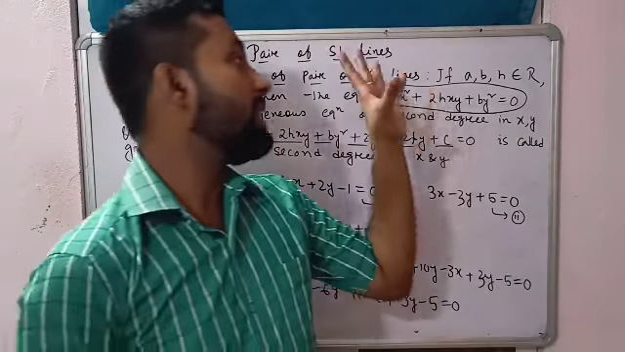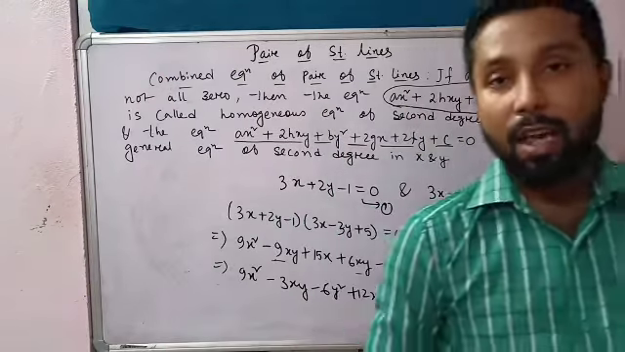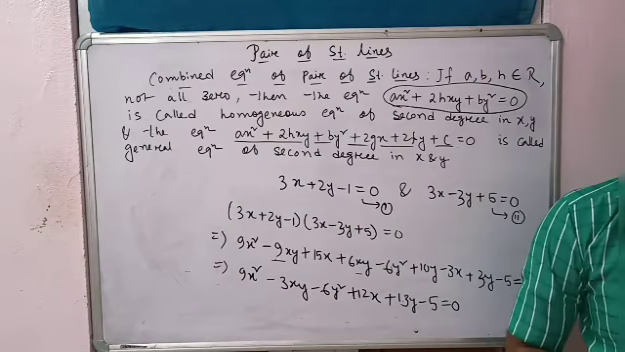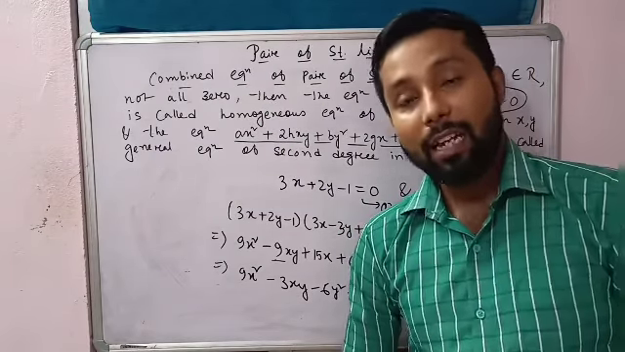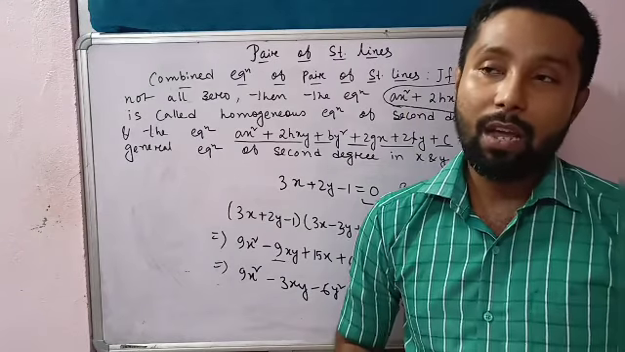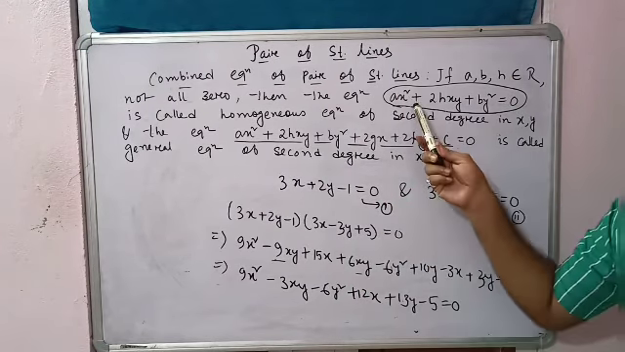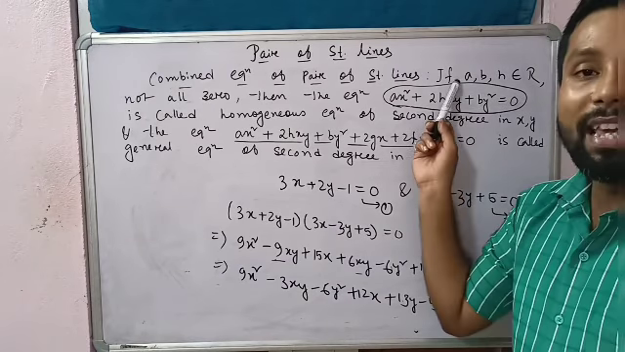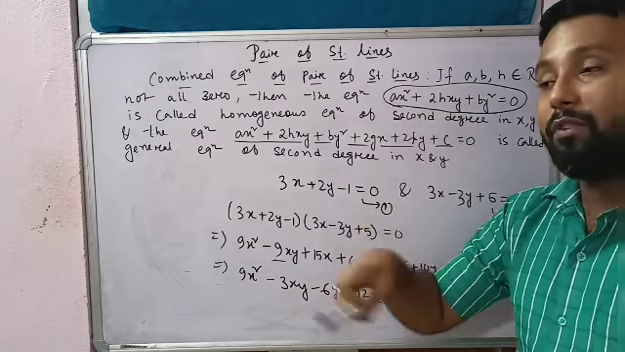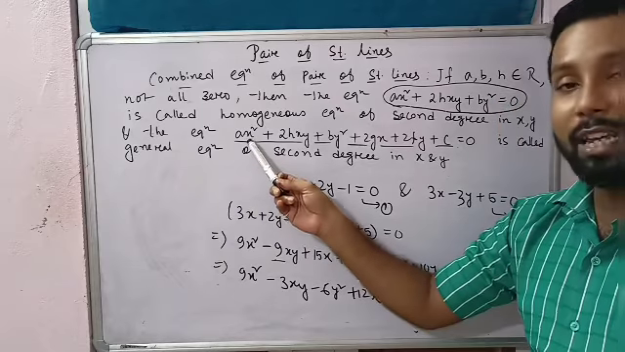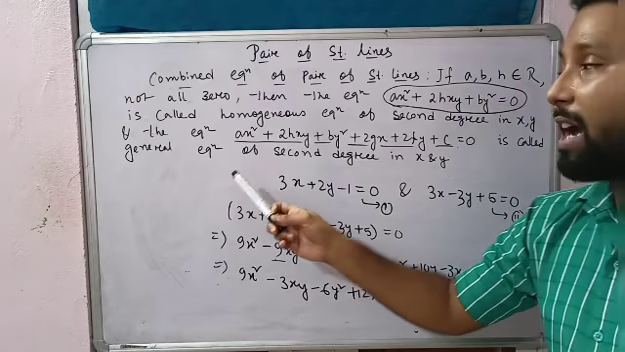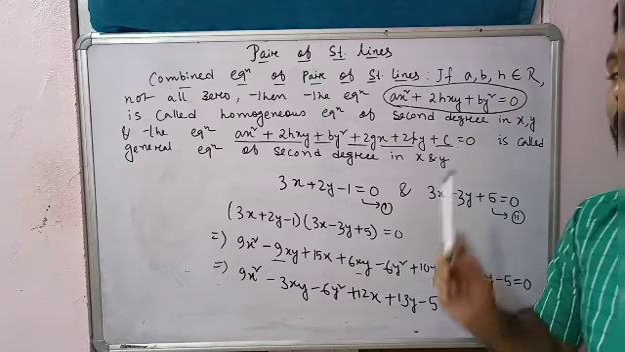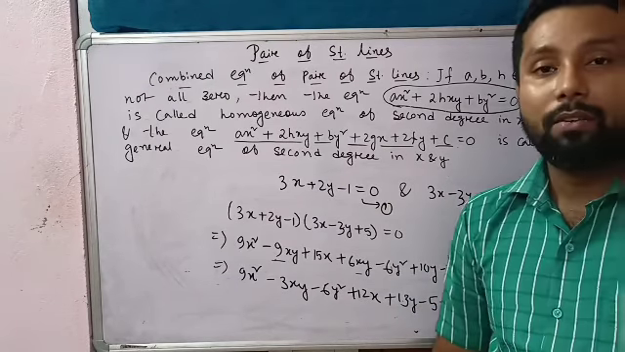So this is all about the definition of pair of straight lines, that is the combined equation of a pair of straight lines. See, if you combine two linear equations, then two types of equation you will get. Without constant, you will get the equation in terms of ax square plus 2hxy plus by square equal to 0, where a, b and h are real numbers. But if you consider the constant, then you will get the equation in the form of ax square plus 2hxy plus by square plus 2gx plus 2fy plus c equal to 0. And this is the example, right?